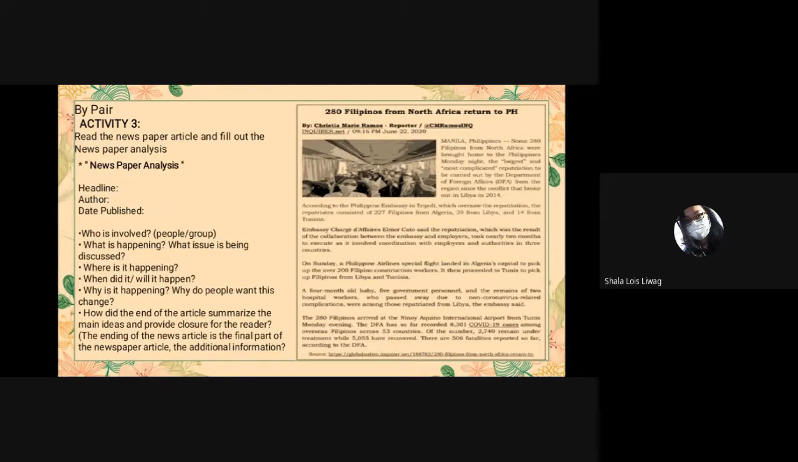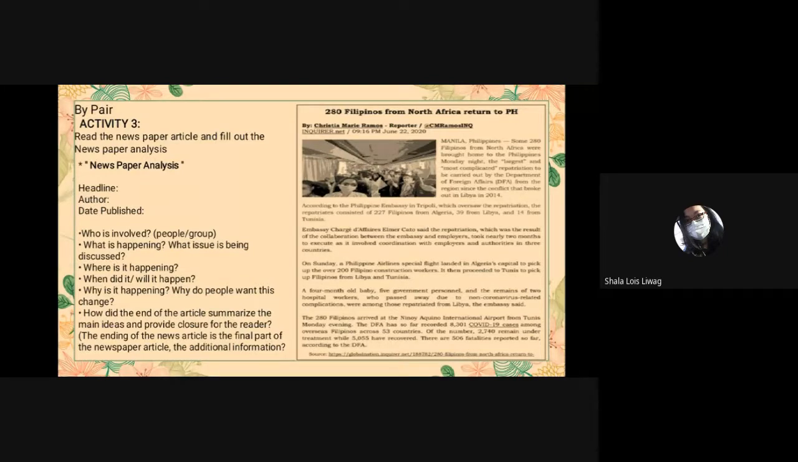So what is the headline? Yes, okay, thank you. How about the author? Okay, very good. Date published? Okay. So now, who is involved? Yes, Trixie. Okay, thank you. Next, what is happening? What issue is being discussed? Any other hands, please? Okay, thank you. Next is where it is happening. Yes, Ginaline. Okay, that's correct.